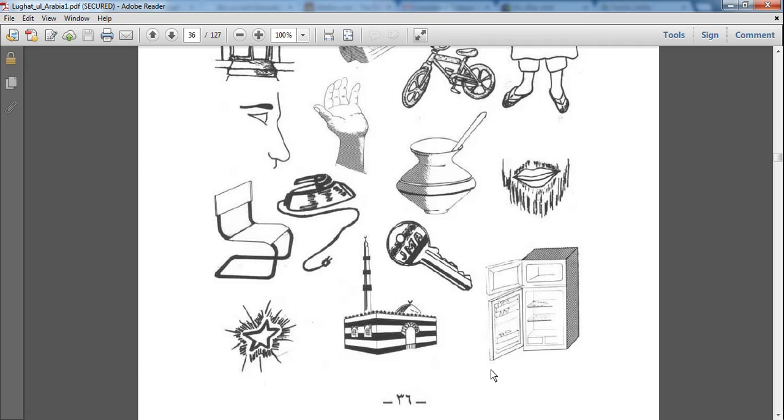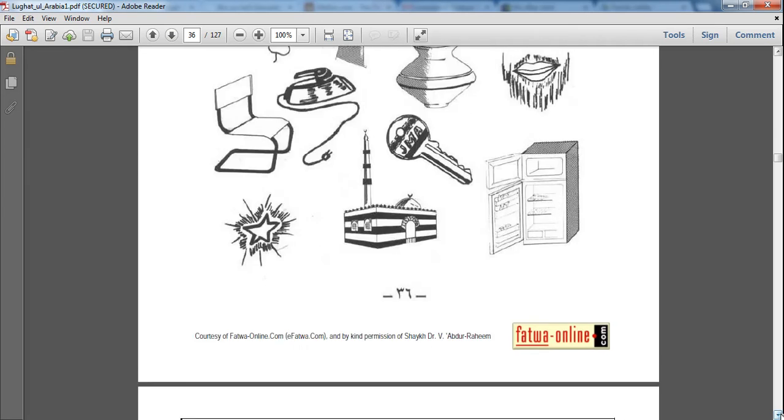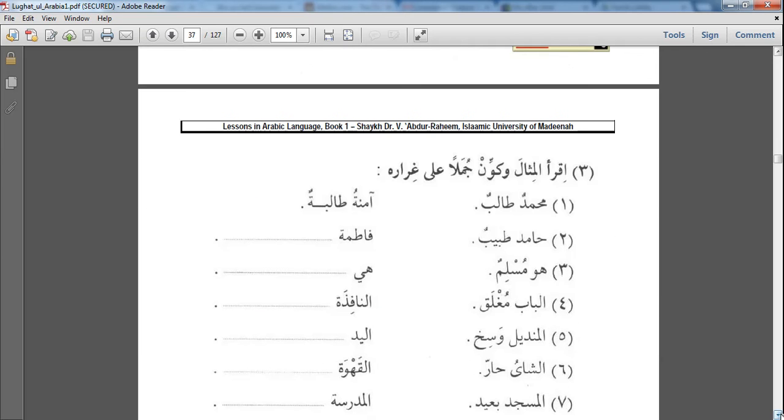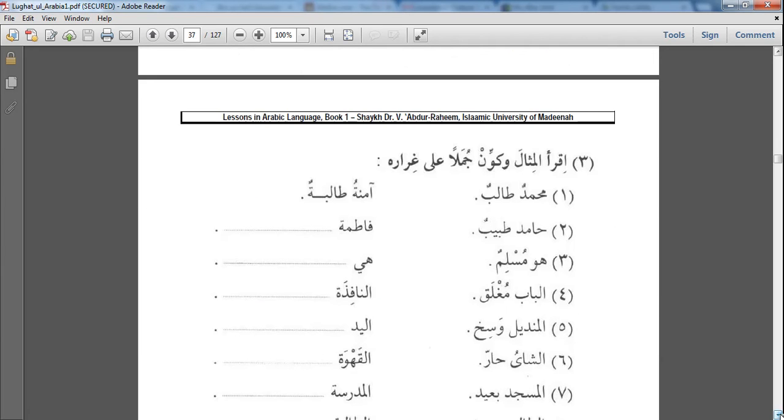And of course, what you can do is, in response to the questions, you can use هذا or هذه to answer the questions, and the vocabulary you should have already learned.